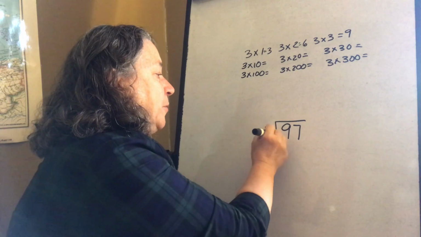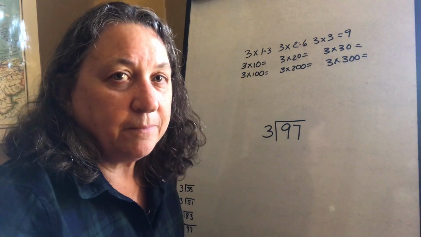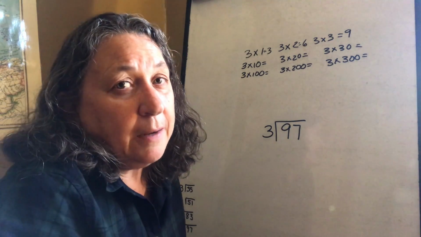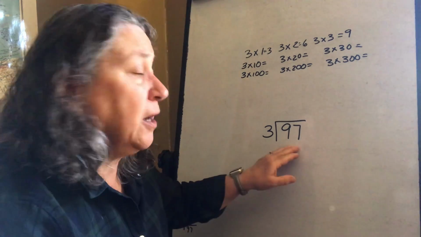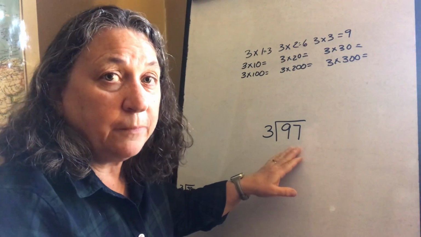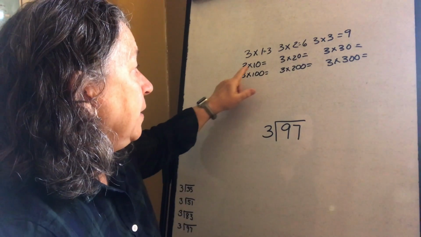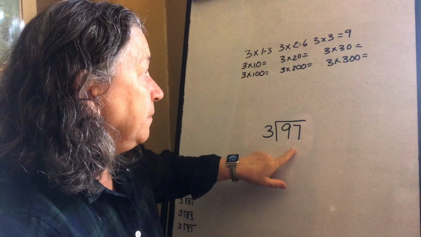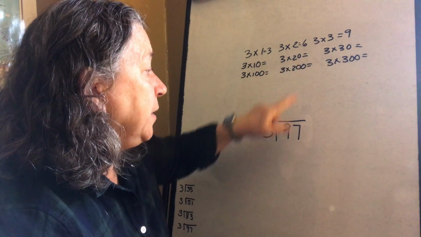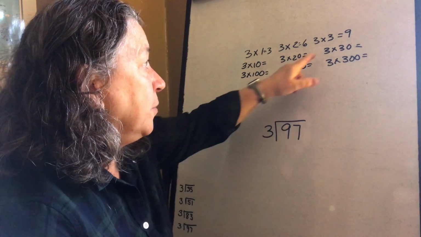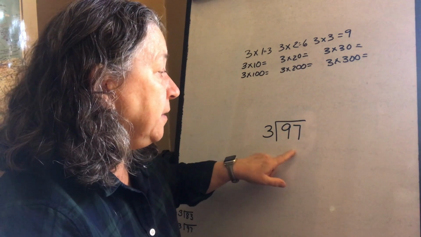Let's find out how many groups of 3 are in 97. So 3 times 9 is 27 is not close enough. This would not be helpful. So we need to get much closer. So we'll look at the multiples of 10. 3 times 10 is 30. 3 times 20 is 60. 3 times 30 is 90.